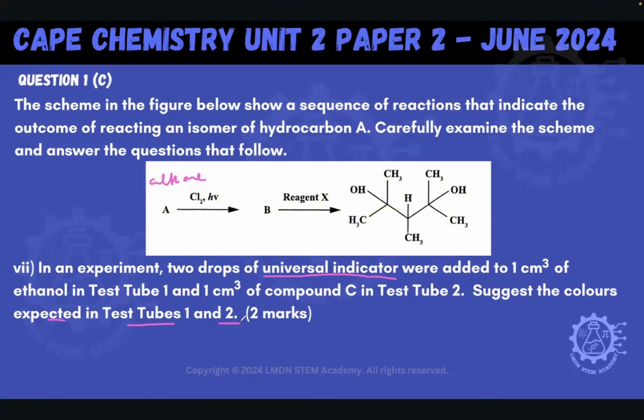So a universal indicator is a solution. In this case, we're adding a solution that's comprised of a variety of different indicators. And so it has a range of colors that it can give us to tell us the strength or the nature of the solution that we're testing, right?